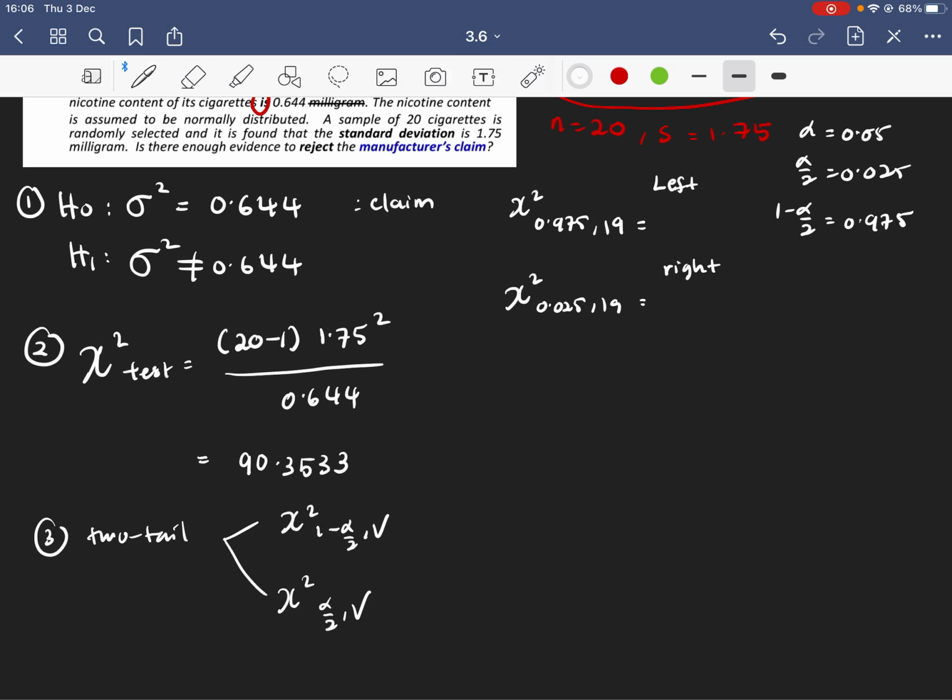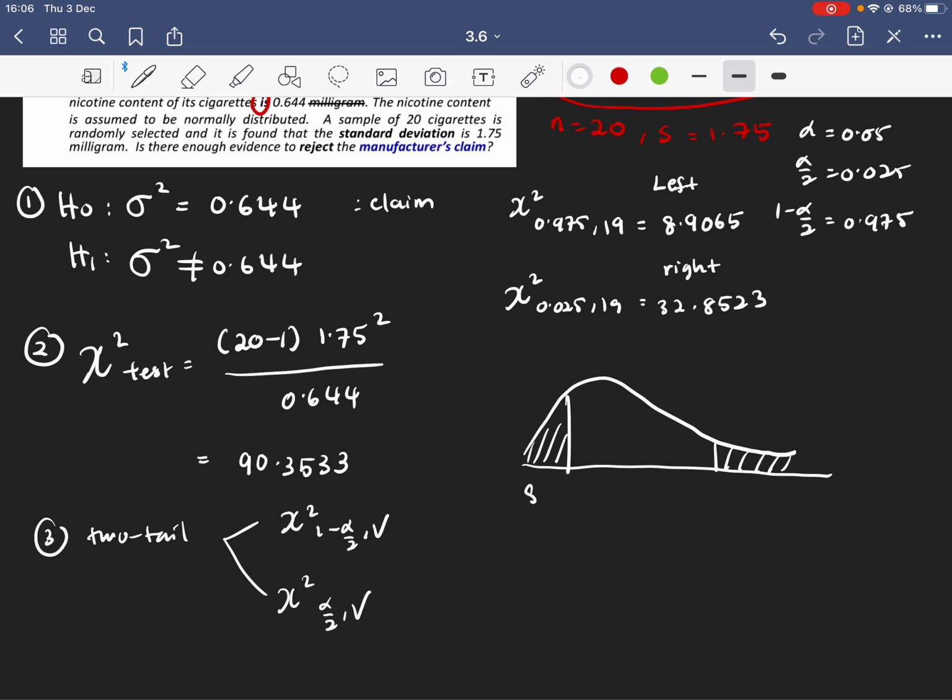So my answer is 8.9065 for the left, 32.8523 for the right. And then you draw. Skewed to the right. Shaded region two-sided. Okay, left is 8.9065. Right is 32.8523. Okay, so now reject or accept H null.